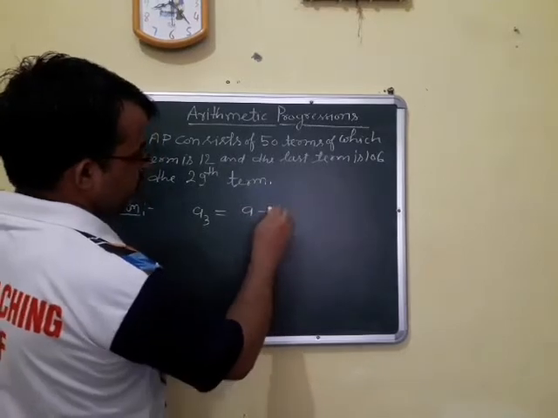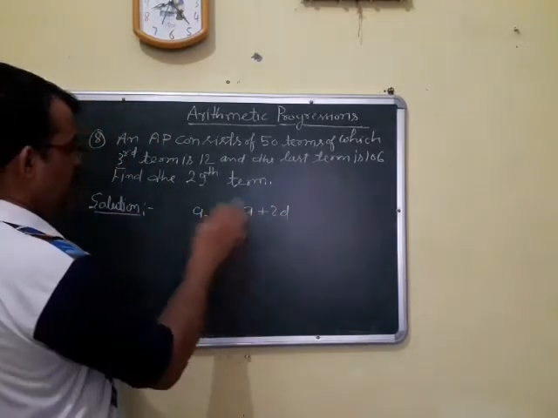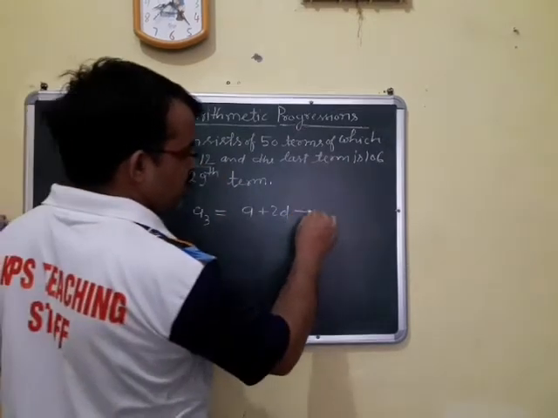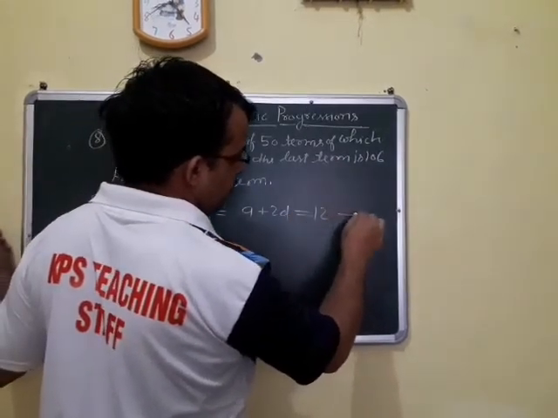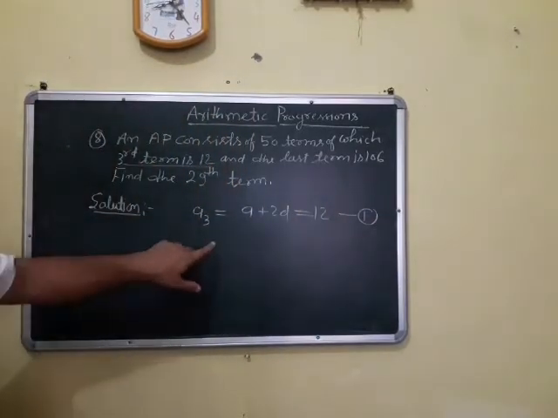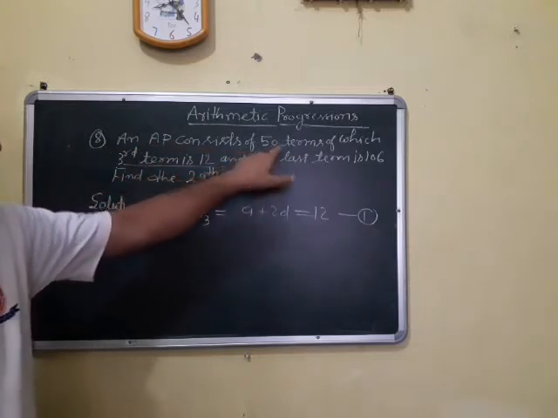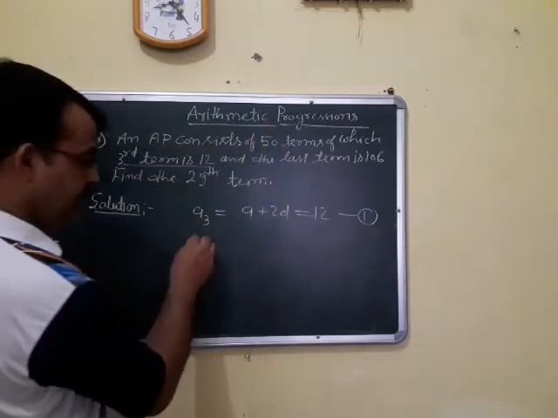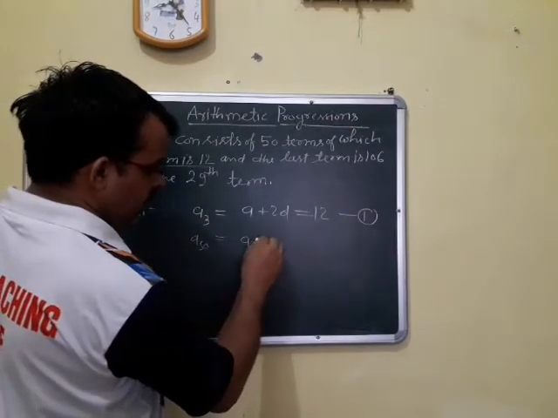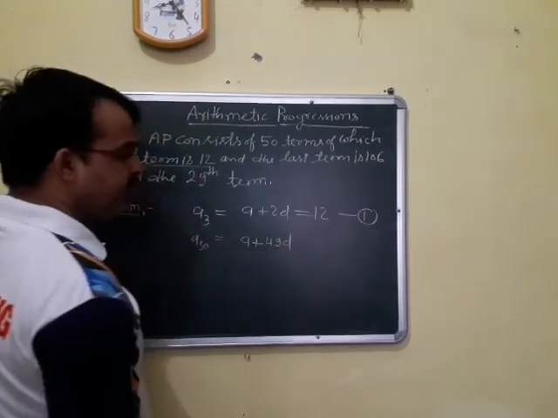A plus 2D is the third term, and here it is given as 12. A plus 2D is equal to 12. This one is equation first. Here there are 50 terms, so this one is the last term, A50. A50 is A plus 49D. Clear?